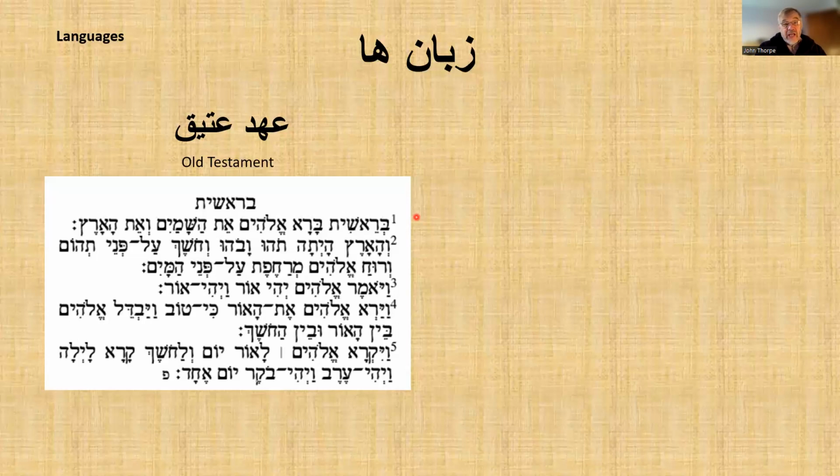And it carries on in Aramaic up till the end of chapter 7.